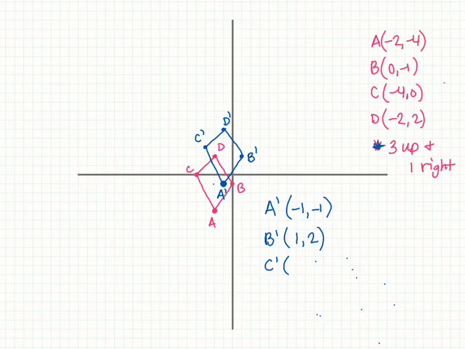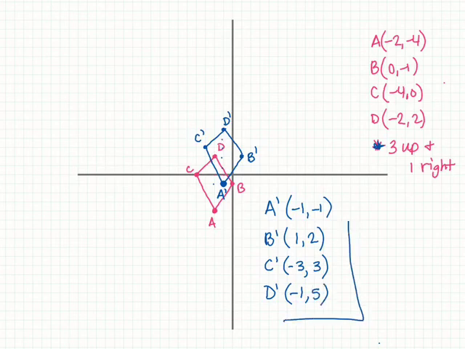C prime, I would need to go left 3, so that's -3, and then up 3, so that's going to make that a +3. And then D prime, I would need to come left 1, so that's -1, and then up 1, 2, 3, 4, 5, so -1, 5. And then there's my final answer.